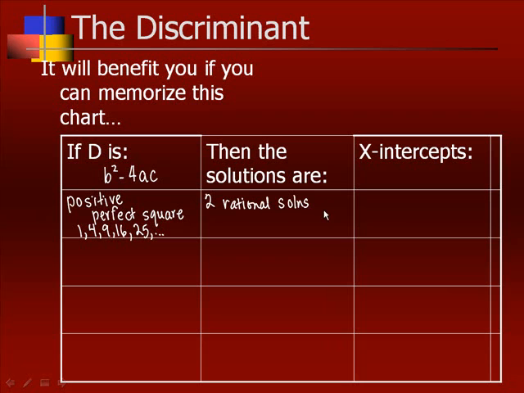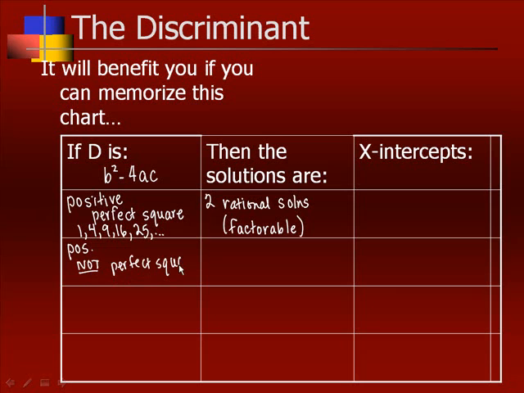Okay, 2 nice, neat, pretty numbers. And I'll give you a hint. If it's 2 rationals, that means that this equation was factorable. So if you're good at solving by the zero product property, then you may want to back up and do your factoring method. The second option is, what if D is a positive, but it is not a perfect square?